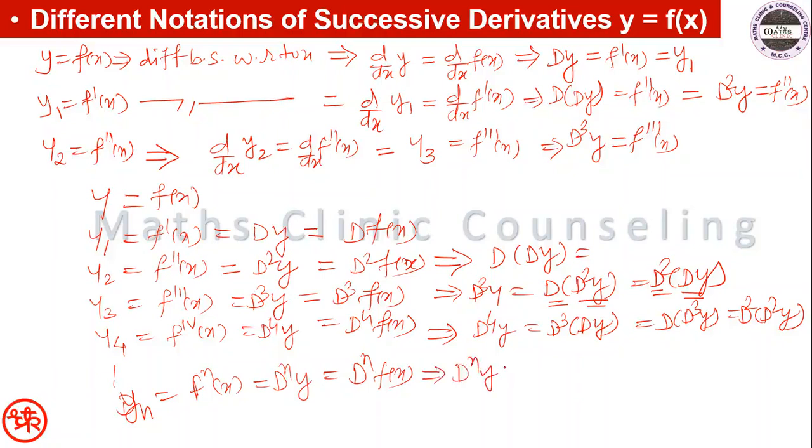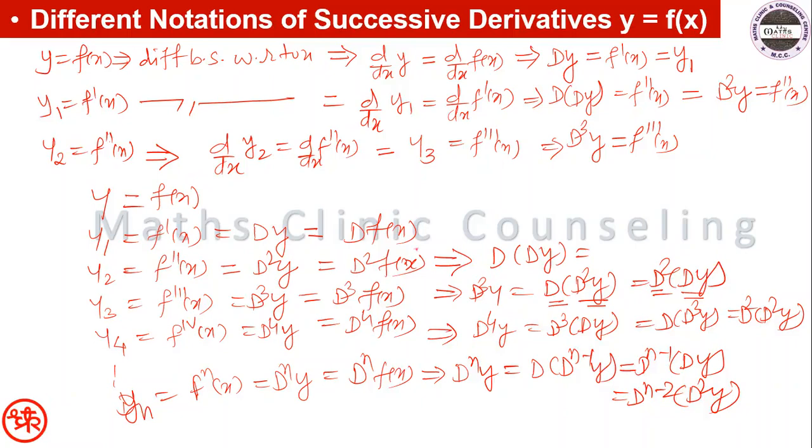dn of y can be written as d of dn minus 1 of y, or it is equal to dn minus 1 of dy, or it can be dn minus 2 of d2y. Is that clear? So in this way we can break up the nth derivatives. So did you understand this?